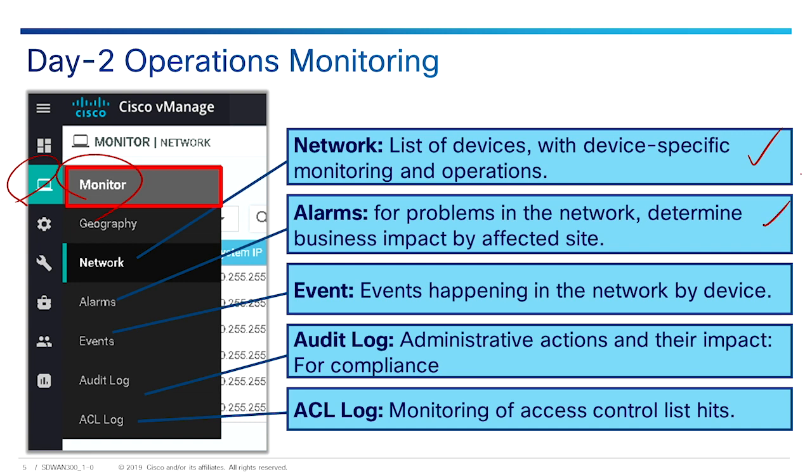We can choose Alarms to view a list of all error conditions on the network, grouped by site. This is a fast way to understand the business impact of a network issue. We can choose Events to view a generic list of every event in the network, grouped by device. This is similar to a traditional network-side syslog server. And we can choose Audit Log for tracking all administrative actions in the network, including which user performed what actions at what time. We can use this for compliance reporting. In fact, it's required for compliance reporting. And we can choose ACL Log to monitor hits on the ACLs in your network.